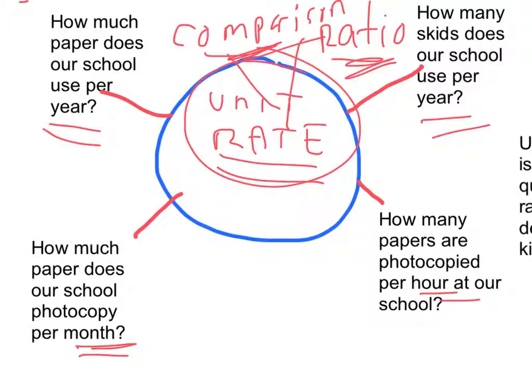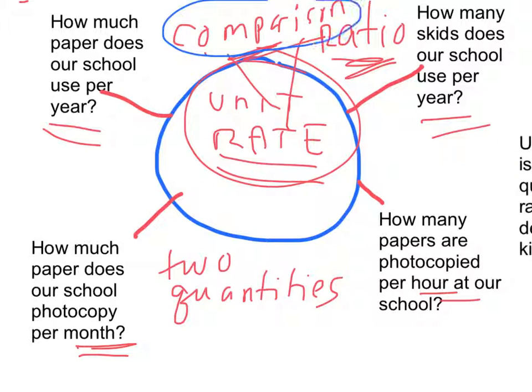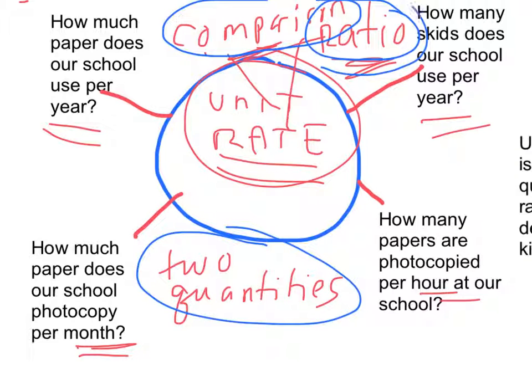Now, a comparison of what? A ratio of what? It's of two quantities, okay? So here's what we know so far about unit rates. They are comparisons, they are ratios of two quantities, or they are ratios that compare two quantities. The unit rate is always expressed with the quantity Q over 1. Let me explain what this means. It's not that complicated, okay?